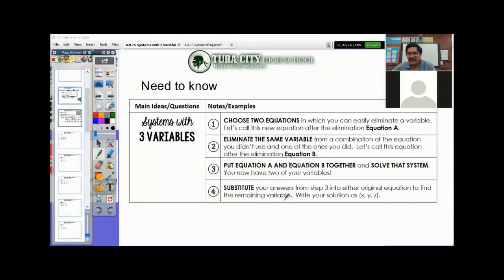So you're going to have to follow those steps, and I know this is kind of a lot to remember. It'll probably make more sense, as always, once we start working on them. And write your solutions in the form of X, Y, and Z.